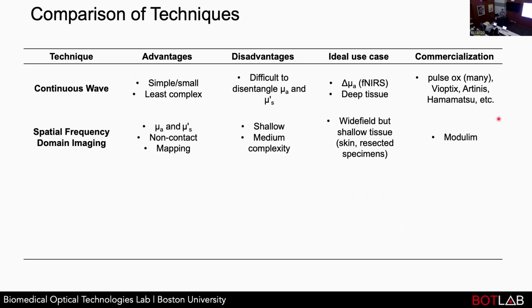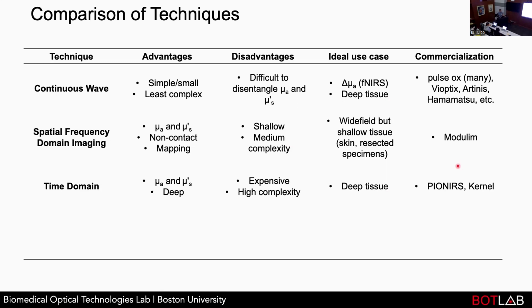The spatial frequency domain is non-contact, and you get mu A and mu S prime at each pixel in the image. The potential disadvantages are that it's shallow, with medium complexity. You need a way to spatially modulate the light and a camera. Ideal use case is wide field but shallow, so skin or resected specimens. It's going to be hard to get down to muscle if you're measuring from the outside of the body in most cases. As far as we know, one company, Modulim, right here in Irvine, makes a commercial product.